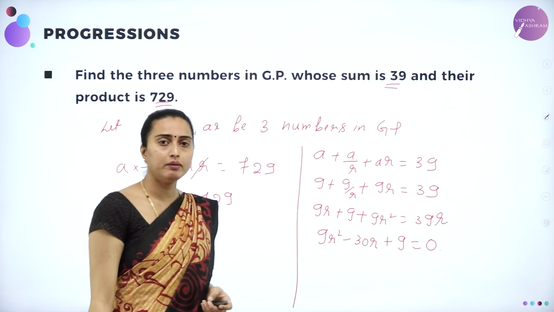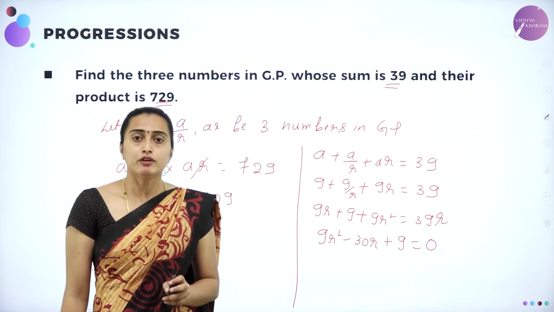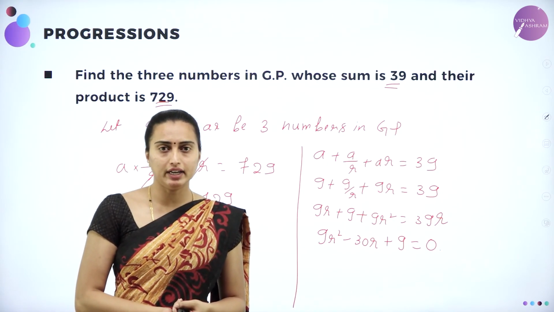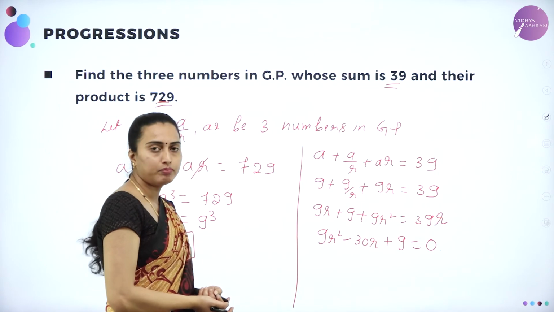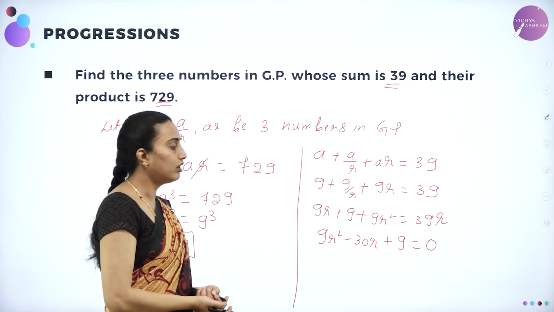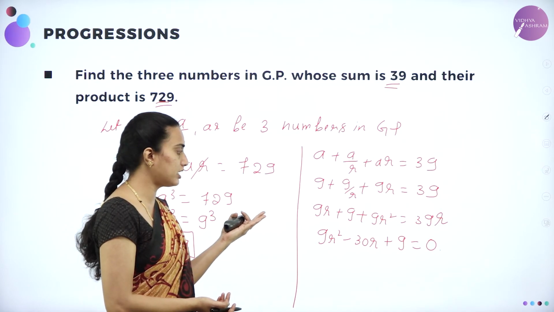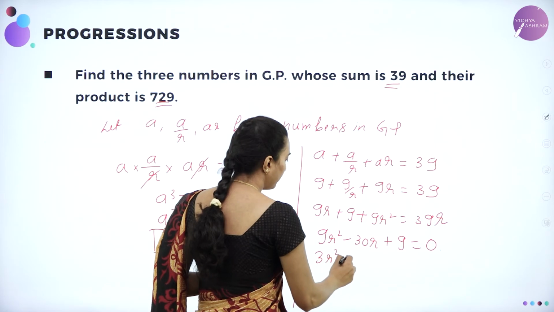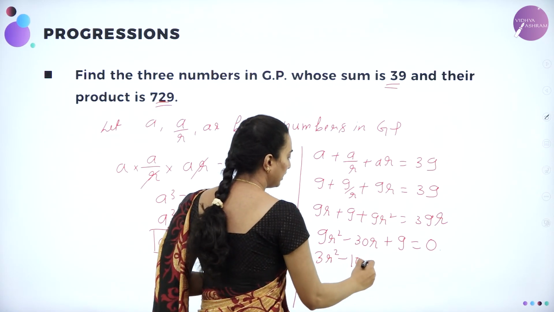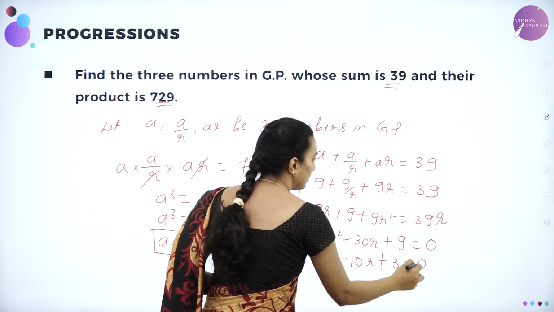Now, you can multiply, 9 nines are 81. If you multiply, you should get 81, and if you add or subtract, you should get minus 30. Otherwise you can divide throughout by 3 here. It will become 3r squared minus 10r. See, divide throughout by 3, 3r squared minus 3 tens are 30r, so minus 10r plus 3 is equal to 0.